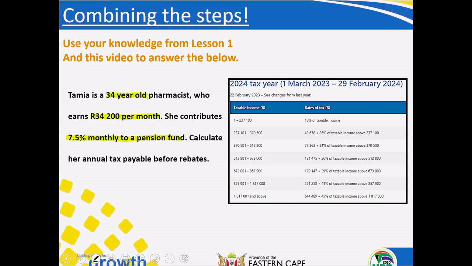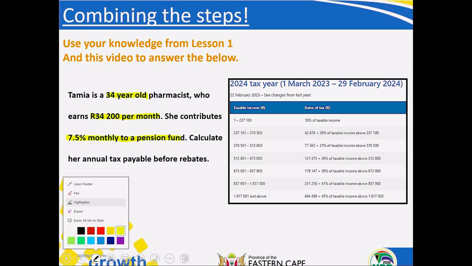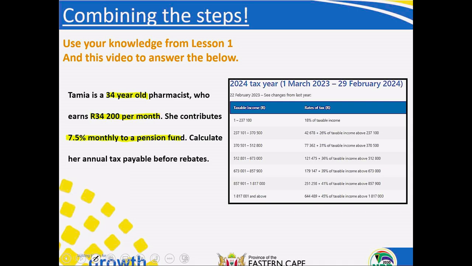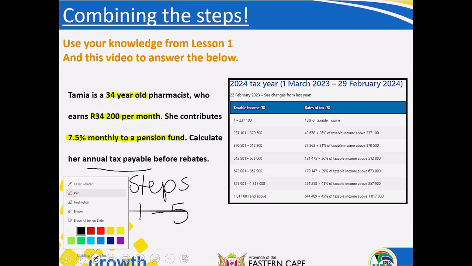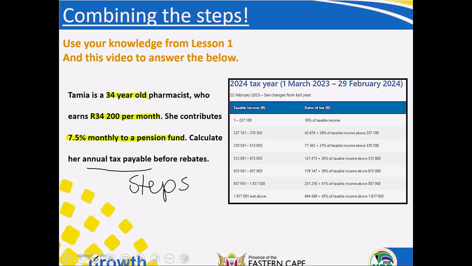Now, the question wants us to calculate her annual tax payable before rebates. So, in your mind, you should be saying, okay, annual tax payable. How many steps is that going to be? We will be doing steps 1, 2, 5 in this video. So, let's do the calculation together step by step.